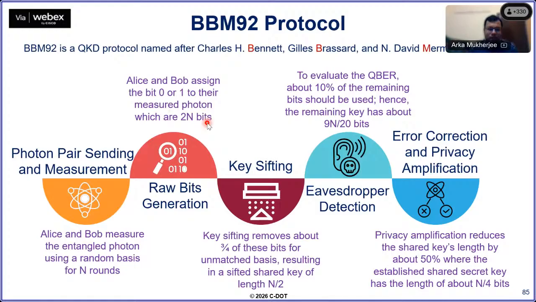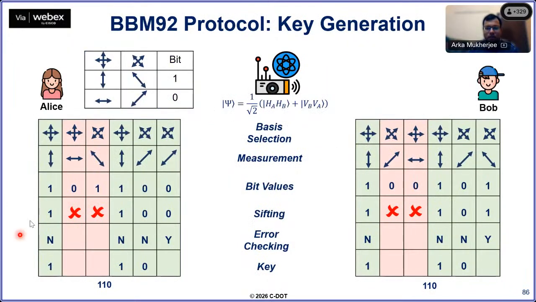Before going to this flow chart, just focus on this truth table. Yesterday I talked about the horizontal rectilinear and diagonal bases. This is our convention. In the rectilinear basis, vertically polarized light we are taking as 1, and horizontally polarized light as 0. Similarly, in the diagonal basis, anti-diagonally polarized light is 1 and diagonally polarized light is 0. So there are two bases, rectilinear and diagonal.